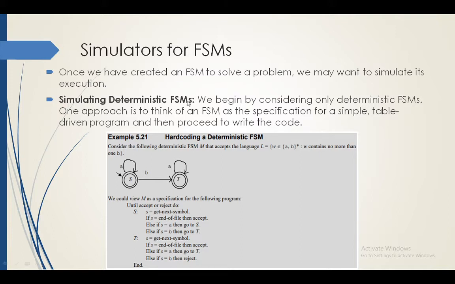For example, here I have taken one example where the finite state machine accepts the language L equal to W, where W is nothing but the strings in the language, and these strings are made up of the symbols A and B, where W contains no more than one B. The condition on the occurrence of the alphabet in the string is: if B occurs, B should occur only one time. There is no restriction on the occurrence of A. If B is occurring, it should occur only one time, or it may not occur in the language.